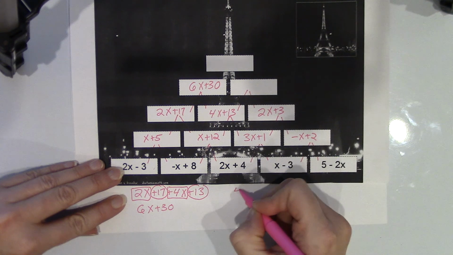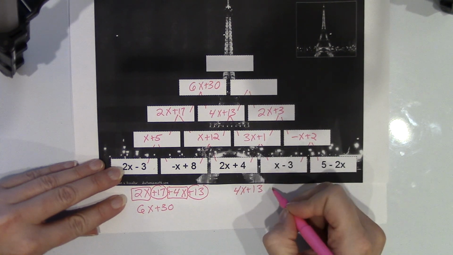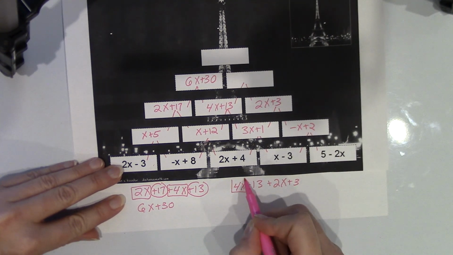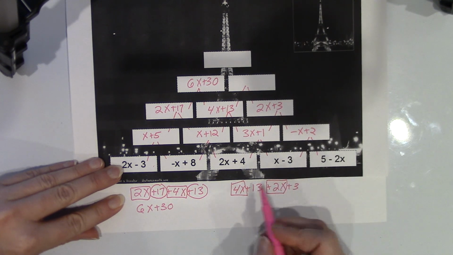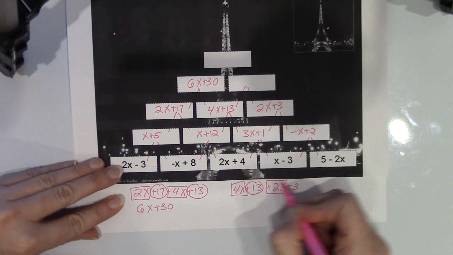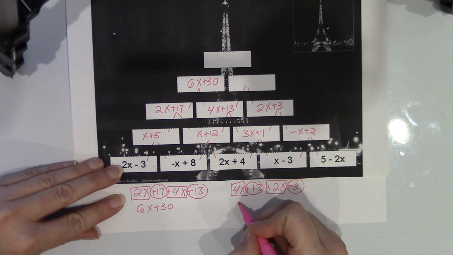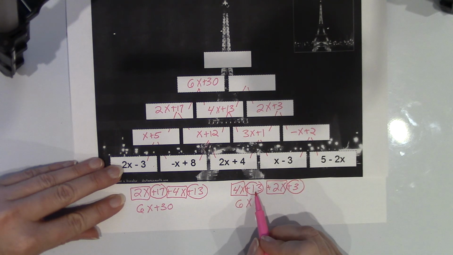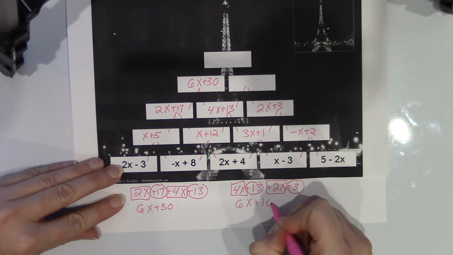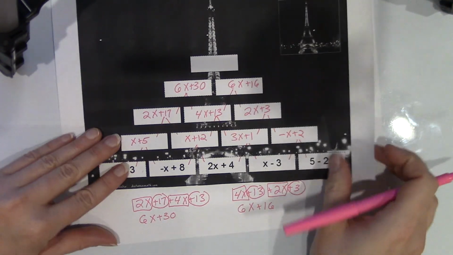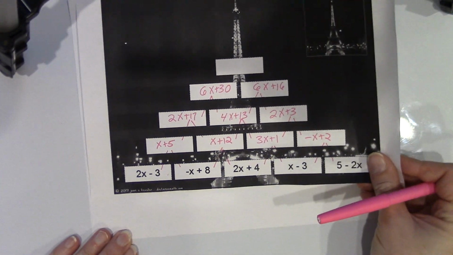Okay, here we have a 4x plus 13 and a 2x plus 3. My 4x and my positive 2x are like terms. Notice how I include the sign in my like terms. It's very important to include the sign before the number. So I have a 4x and a positive 2x, which gives me 6 x's, and 13 and a positive 3 gives me 16. Alright, we're almost to the top of our tower. Almost made it. Flip that.